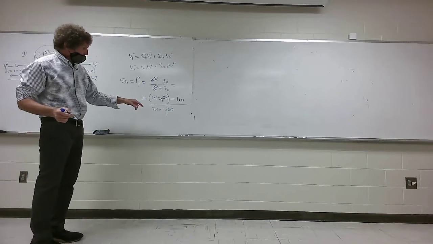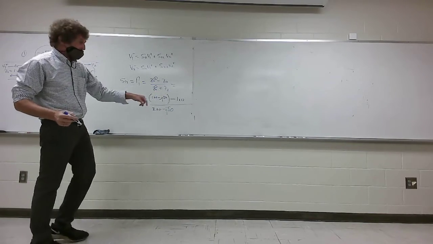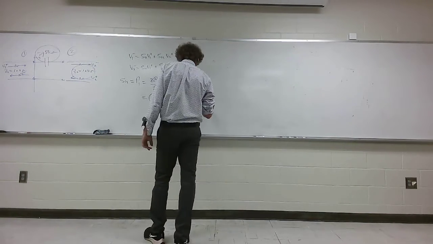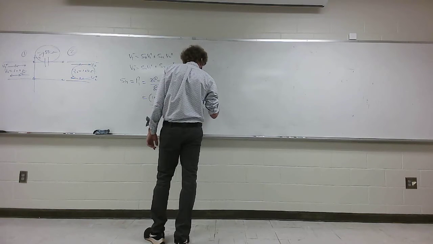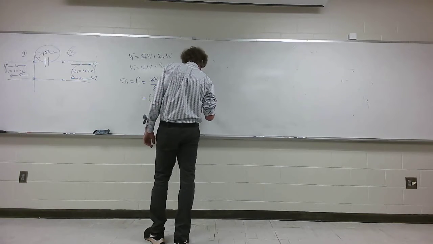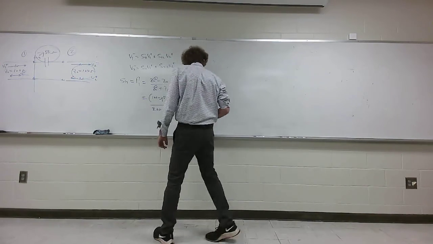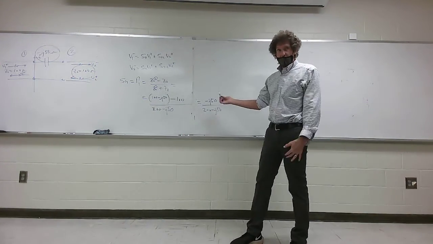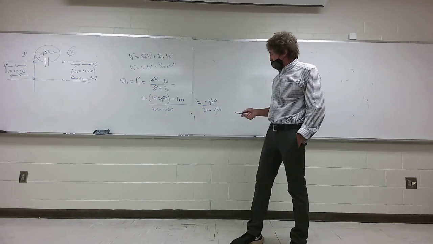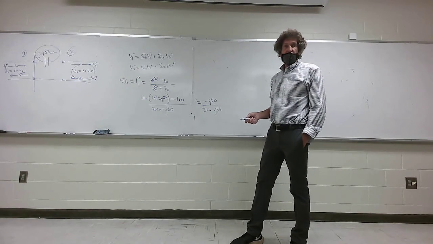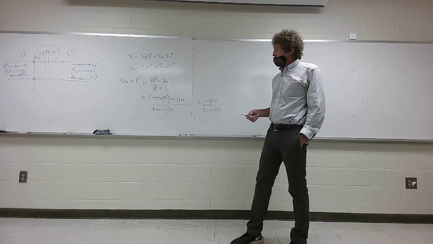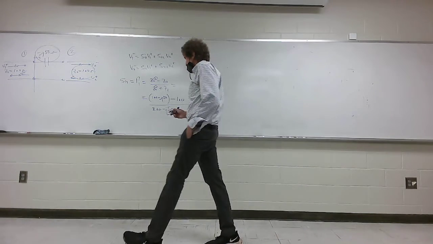Well, you can see on top, the hundreds kill each other, and I'm left with minus j50. We won't have to do this, because we don't have enough time. Over 200 minus j50, you can divide by 50 and you have 1 minus j over 4 minus j, right? You can leave it at that, but that will be a magnitude and a phase of S11.